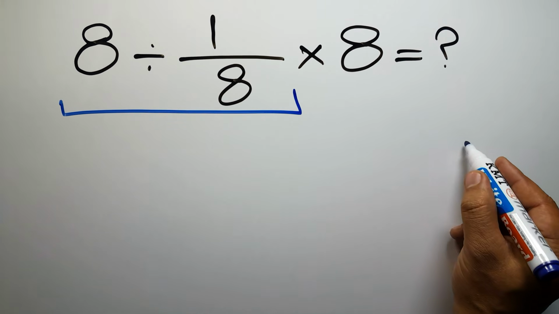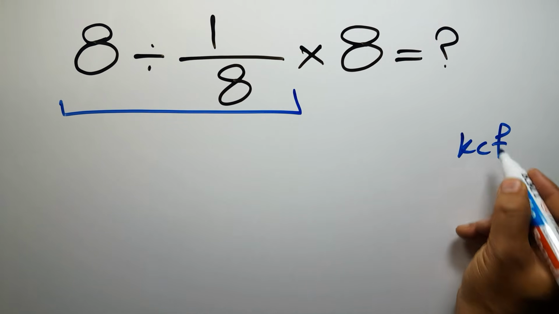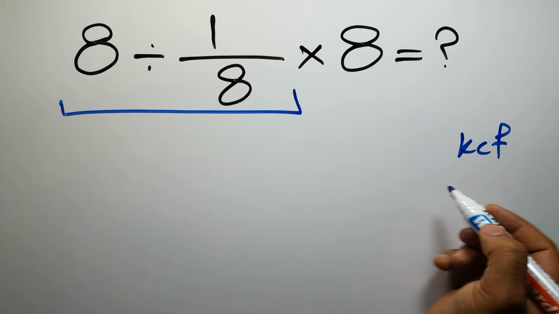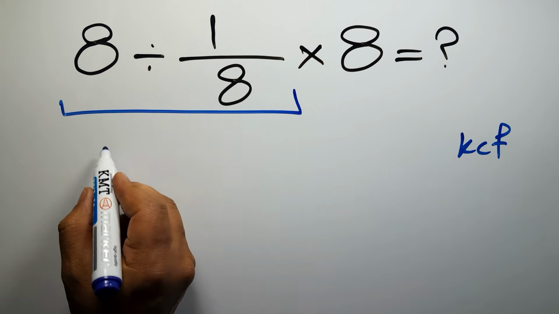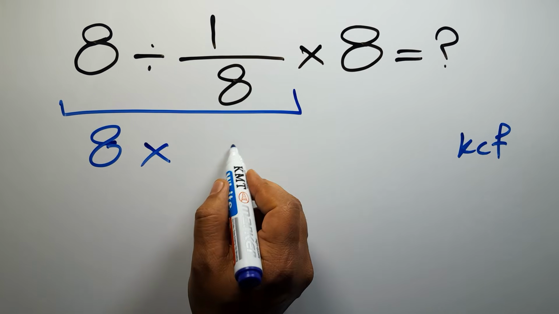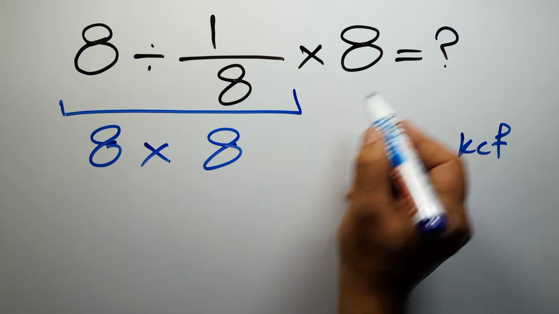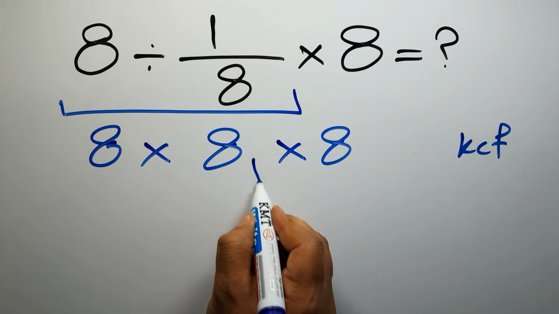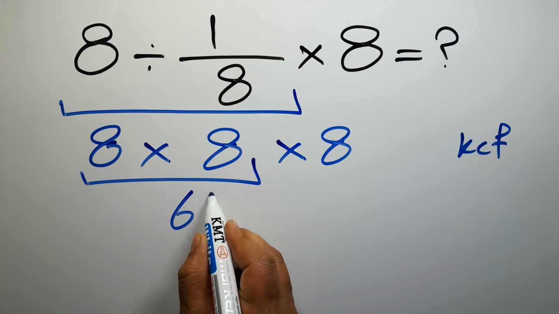According to the KCF rule, K stands for keep, C stands for change, and F stands for flip. We can write keep the first fraction, change division to multiplication, and flip the second fraction. Okay, and here we have times 8. 8 times 8 gives us 64.